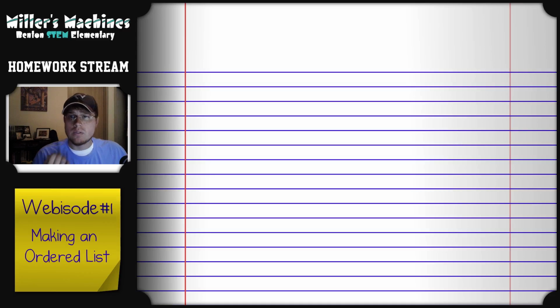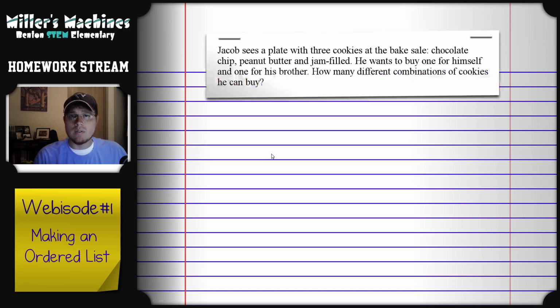First of all, for us to take a look at organized lists, we're going to need to see a sample problem. We're going to have the cookie problem, and for that, Jacob sees a plate with 3 cookies at the bake sale: chocolate chip, peanut butter, and jam filled. He wants to buy one for himself and one for his brother. How many different combinations of cookies can he buy?